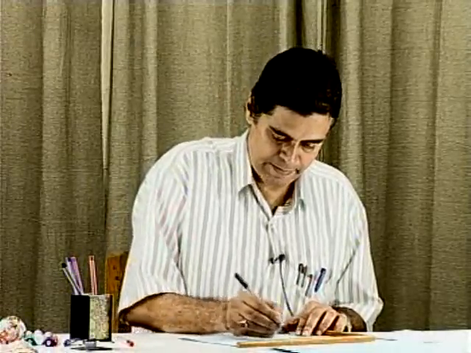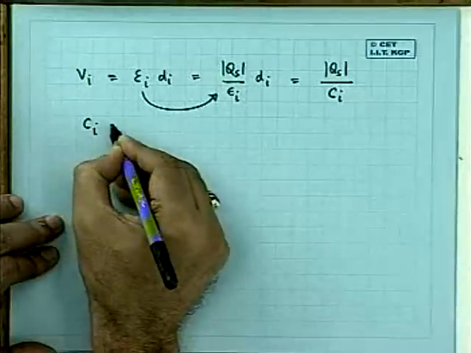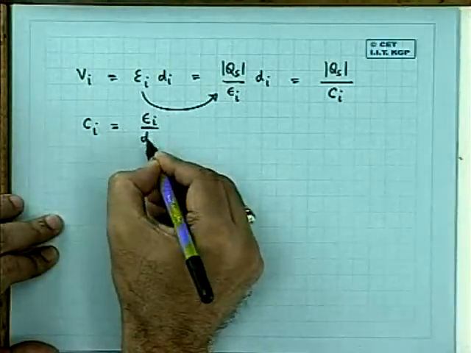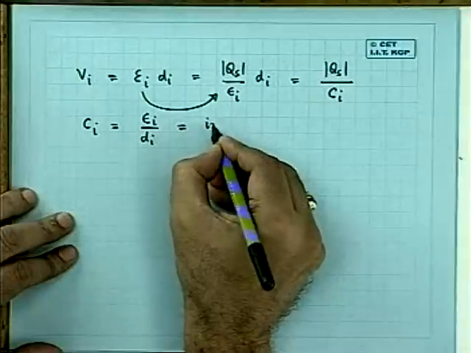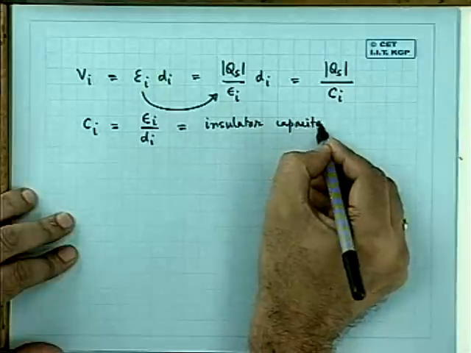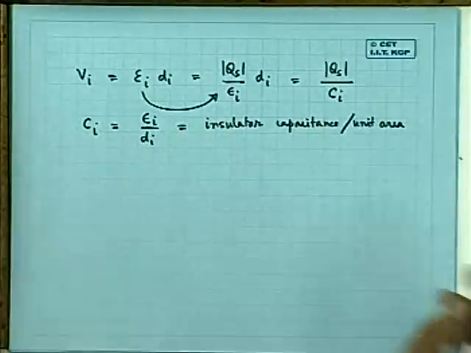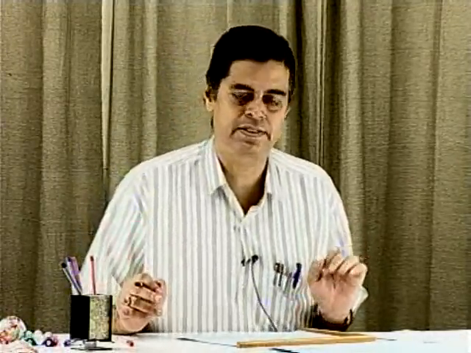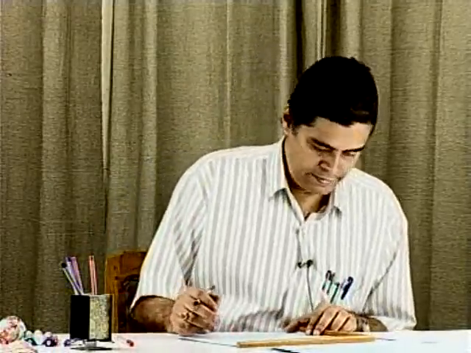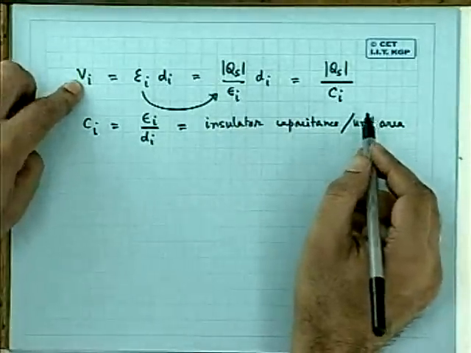And then this can be finally written as this divided by Ci, where Ci is equal to epsilon I divided by di, and that is called insulator capacitance per unit area. Sometimes we call it COX. COX means oxide capacitance per unit area, but in general let us write Ci, because it's not necessary that the insulator should always be oxide. So let us write Ci. Then you note that this Ci is called the insulator capacitance per unit area. Vi therefore is given by this.